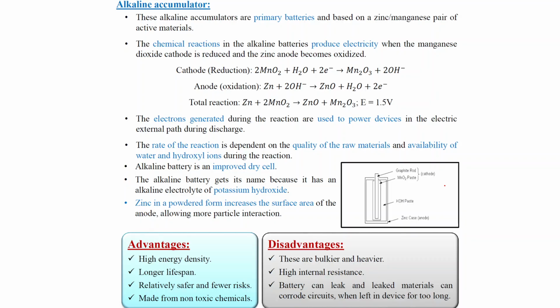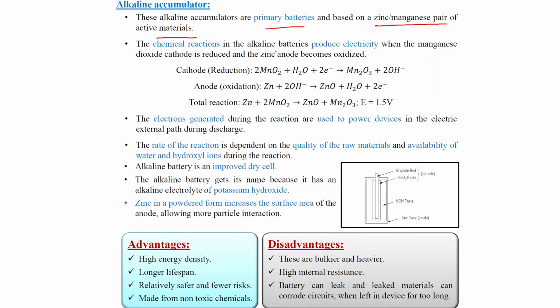These are basically primary batteries. As I told, primary batteries are non-rechargeable, single time use. The alkaline accumulators are primary batteries based on the zinc manganese pair of active materials. One electrode is manganese dioxide, and another electrode is zinc. One electrode will be getting oxidized, another electrode will be getting reduced, due to which the charging and discharging of the battery takes place.